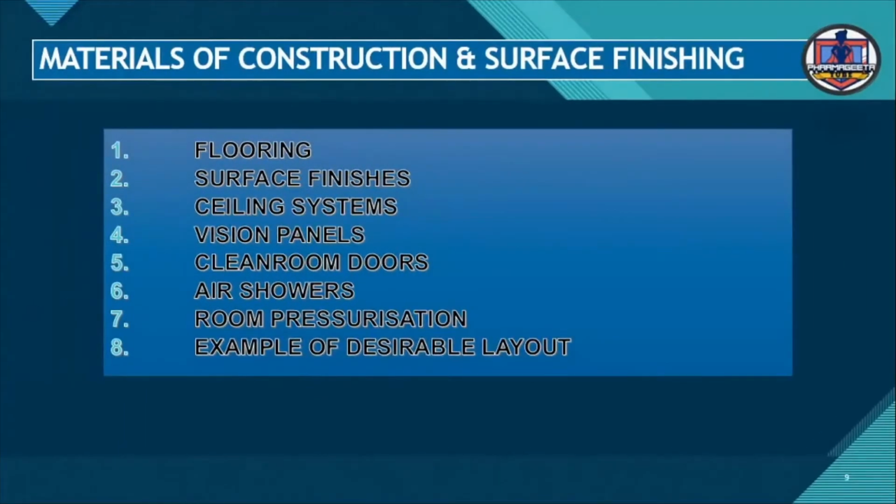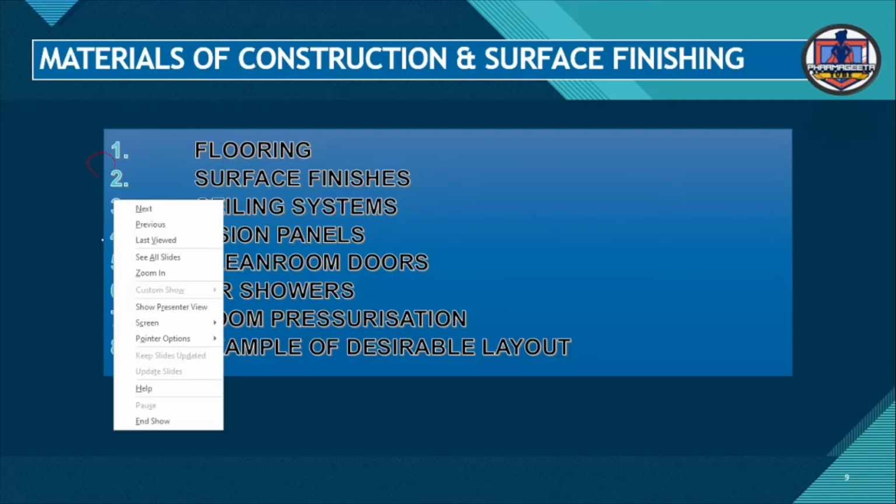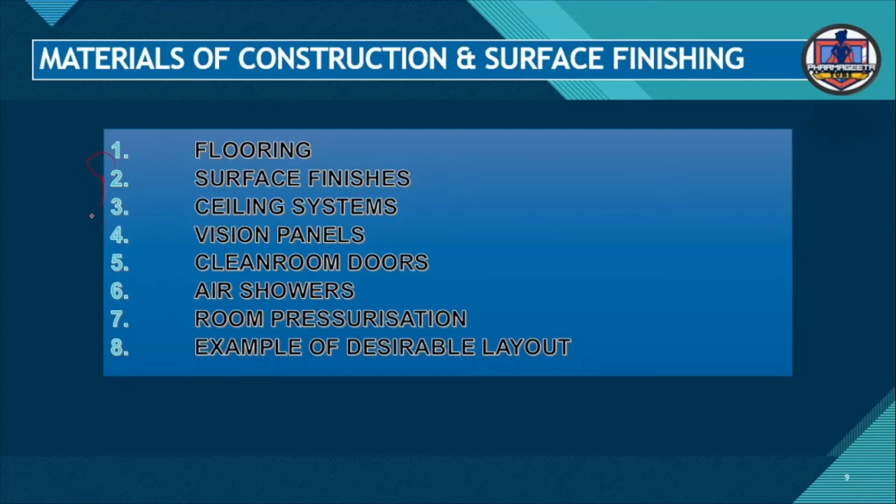So now we gather our focus on materials of construction and surface finishing. Now we would discuss how we should do the construction, what would be the recommended design, and what should be the materials used in the construction of a pharmaceutical manufacturing plant. So the following points are to be discussed: flooring, surface finishes, ceiling systems, clean room doors, air showers, room pressurization.